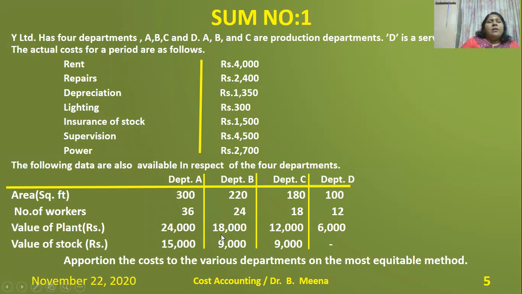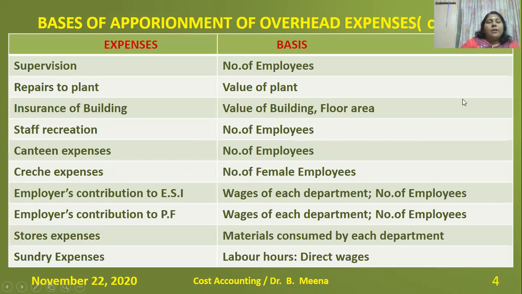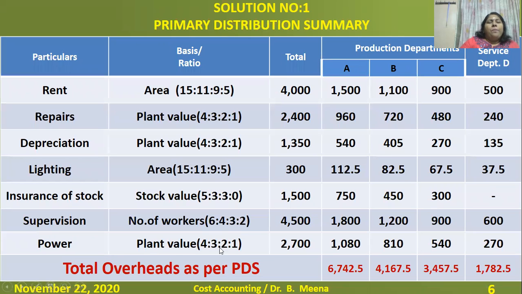Next, power. Power, you know very well. Once again, you can look into that. For power, I can make use of kilowatt hours. If kilowatt hours is not available, then I need to look into the HP of plant. If HP of plant and kilowatt hours are also not available, then there is no other way, I need to use the value of plant only. So for power, plant value 4 is to 3 is to 2 is to 1. Already I calculated the ratio. So 2700 into 4 by 10, 3 by 10, 2 by 10, 1 by 10 for A, B, C, D respectively.